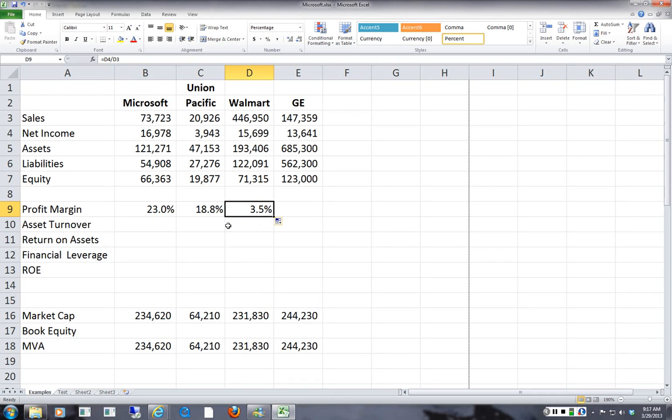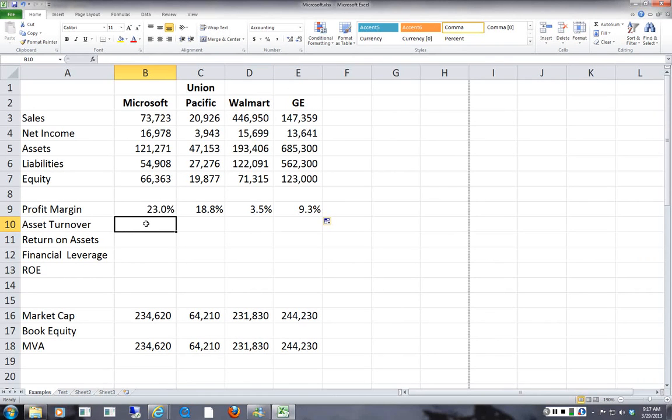3.5%. And so you may start wondering, how does Walmart, as profitable as they are, become profitable when they only make 3.5% on each sale? We'll find out in just a minute. And GE is 9.3%. It was always between 12 and 15% when I was there.